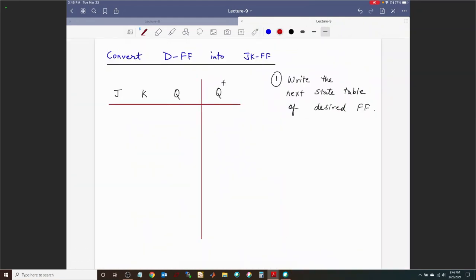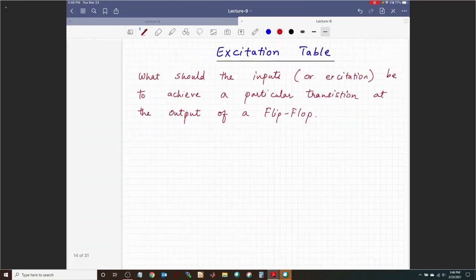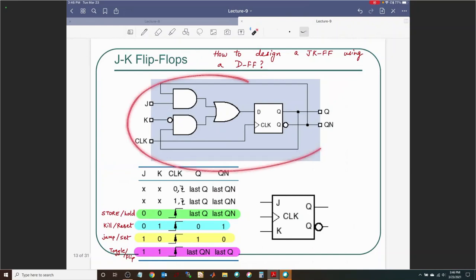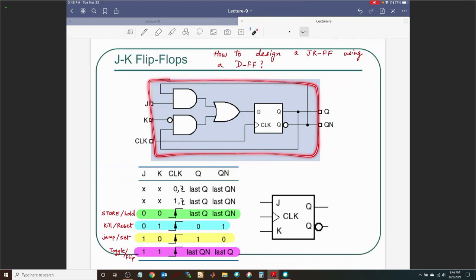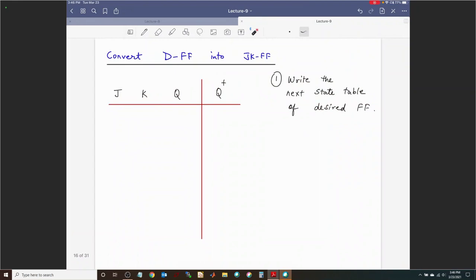Now let's do the problem, right? Let's take a look at how we achieve this. You are given the D flip-flop and you are asked to make a JK flip-flop using a D flip-flop. How do you do that? There is a step-by-step process to do this conversion from one flip-flop to the other. Because what we had was D, what we desired was a JK. So we converted a D flip-flop into a JK flip-flop, and it involves three steps actually.